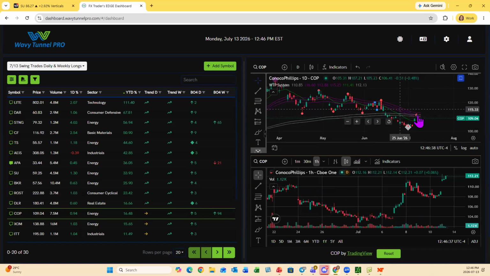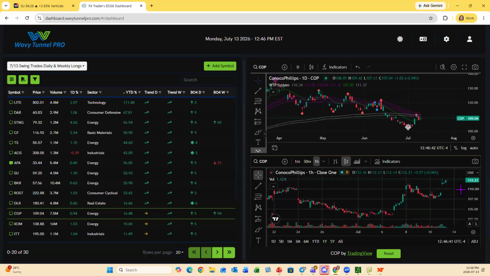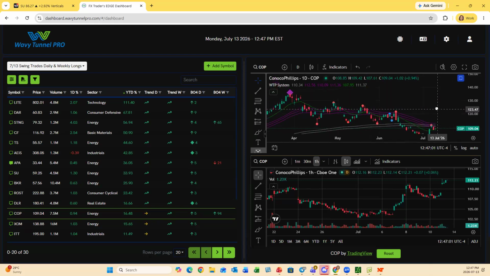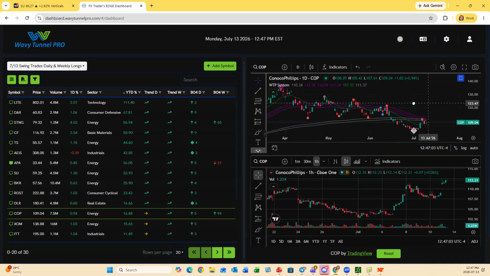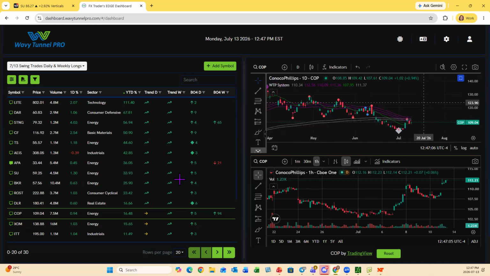It's sideways because the wave is in the tunnel. What I don't want to see is the wave crossing down below the tunnel, but we have popped higher because of energy prices. We're now $3, we're at 112.22. That's the current market. We closed at 109.04. So if we are going to go up, I would like to see us go above the wave, and we're right in the wave right now. So that's a potential trade as well.